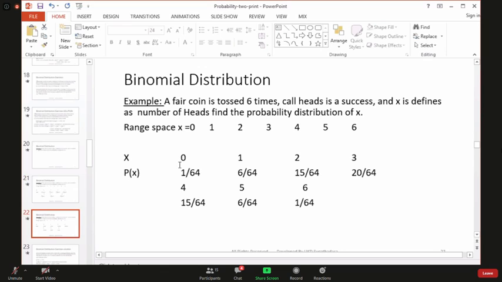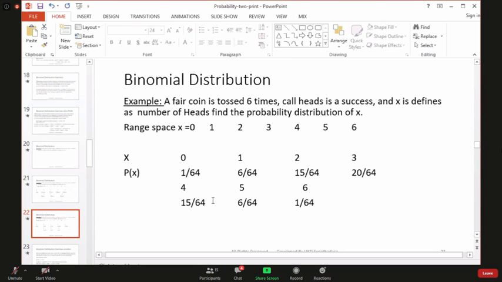Number of 0 8, only once. 1 upon 1 8 by 64. 2 8 15 times. 3 8 20 times. 4 8 15 times. 5 8 6 8 1 time.